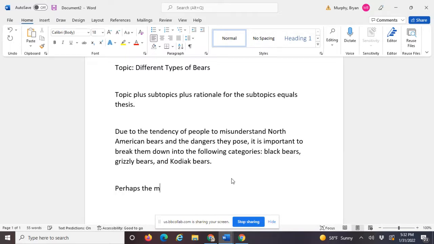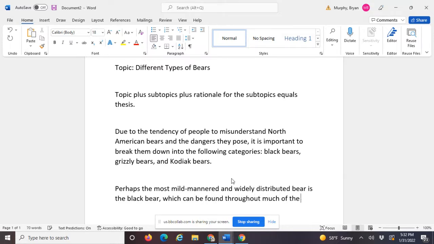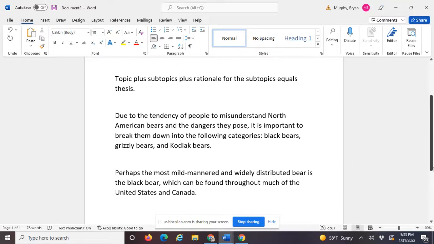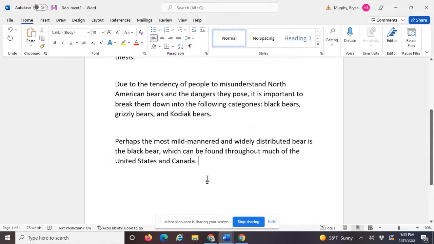So now what we need is a topic sentence about black bears. We could say perhaps the most mild-mannered, and I'm just going to make this stuff up, mild-mannered and widely distributed bear is the black bear, which can be found throughout much of the United States and Canada. All right, now that body paragraph would be about the black bear. You could tell people about what it eats, where it lives, what to do if you see one. All of that stuff you could fit into that category, right? But that topic sentence lays out the bear, the black bear.